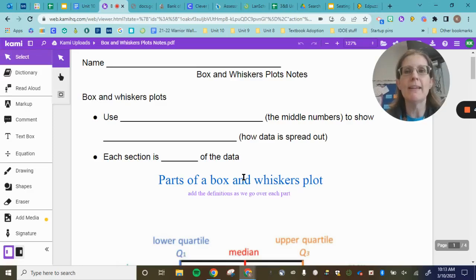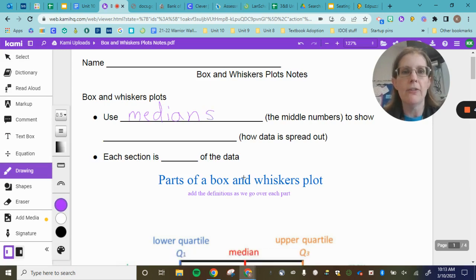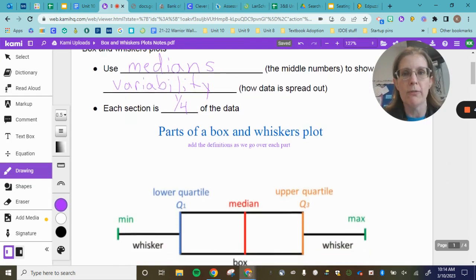Today in Unit 10, Lesson 2, we're talking about box and whiskers plots. So a box and whiskers plot is a graph that uses medians. So that's the middle number, like we learned from the last lesson, to show variability. And variability is how spread out the data is. Each section in the box and whiskers plot is 1/4 of the data because it's quartiles, which sounds like quarter, which is 1/4 of something.